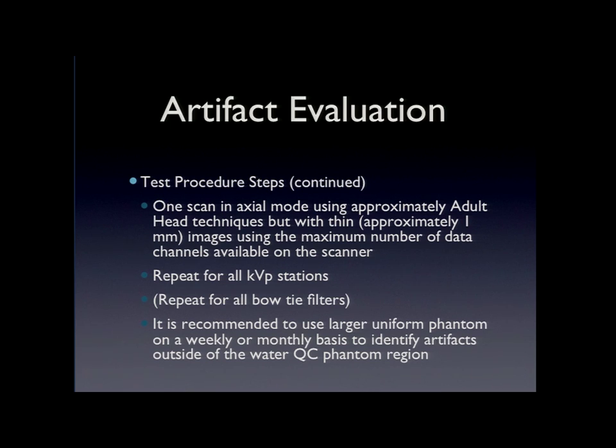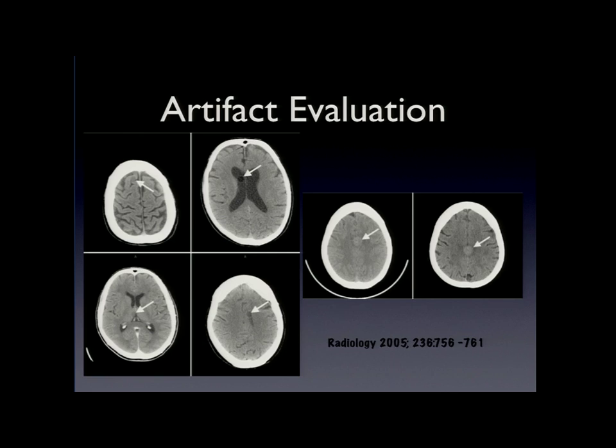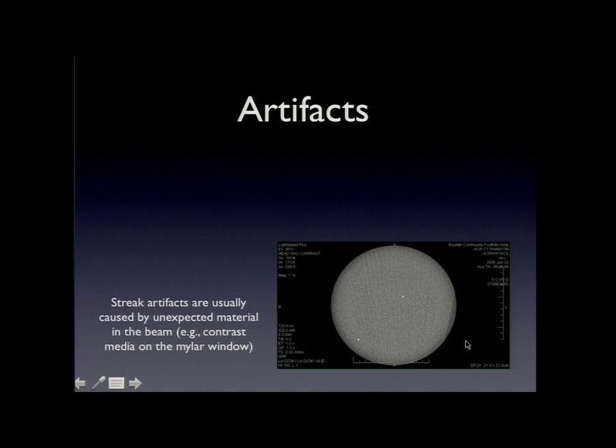And then once a month, you also want to use a larger phantom if you can, to see some of those artifacts that are outside of the field of view that the small ACR phantom or water phantom has. And this is the reason why we want to evaluate artifacts: there are clinical implications, and we want to see them before they appear in the clinical environment.